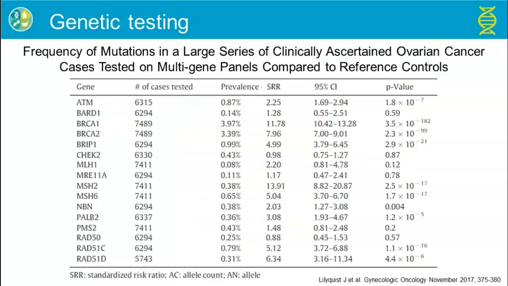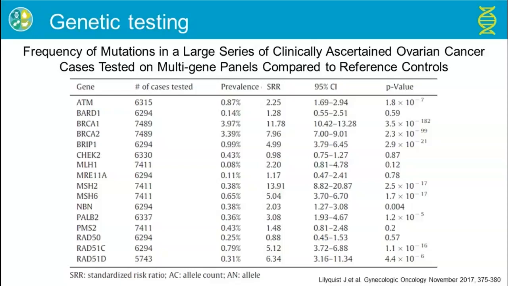This is a little bit of a complicated chart, but what it lists on the left are some of the genes that have been identified in these gene panels. In the fourth column over where it says SRR, that's standardized risk ratio. It means if you have this gene, compared to a person without that gene, what is your risk of ovarian cancer? So you can see in the first line with an ATM mutation that your risk of ovarian cancer is 2.25 times that of someone without it. The general population risk in the United States is 1 to 2%, so that means if you have an ATM mutation, your risk is probably somewhere around 4 to 5%.